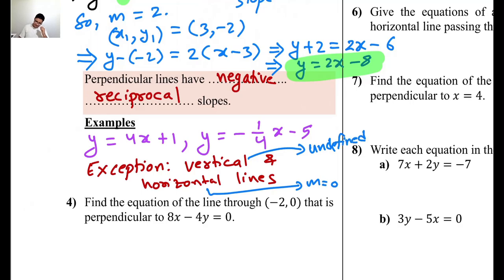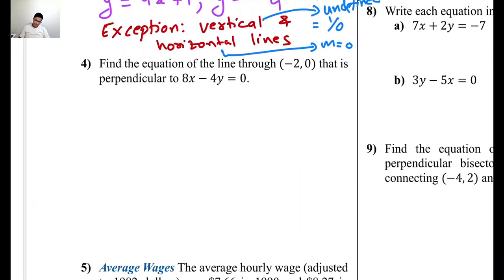But what was that undefined? Actually, it was becoming undefined because of something divided by 0 situation, right? So in that sense, you can see they are still reciprocals, but we didn't say it that way, okay? So that you can say the exception. For any oblique lines, we can put it that way. For any non-horizontal and non-vertical lines, the slopes must be negative reciprocals. Okay.